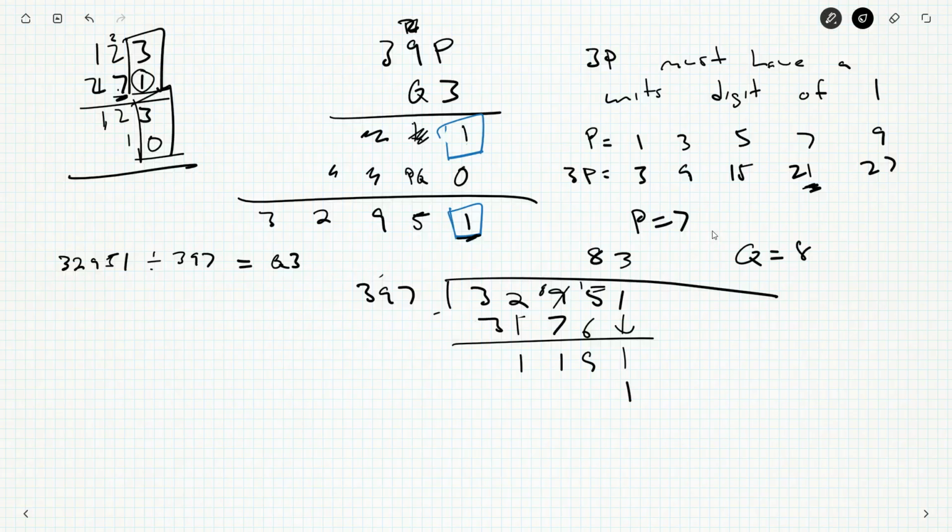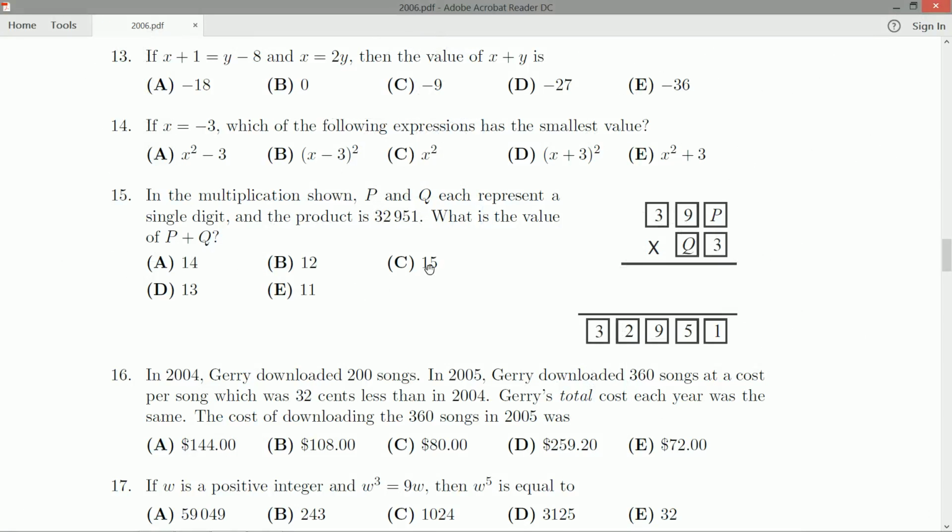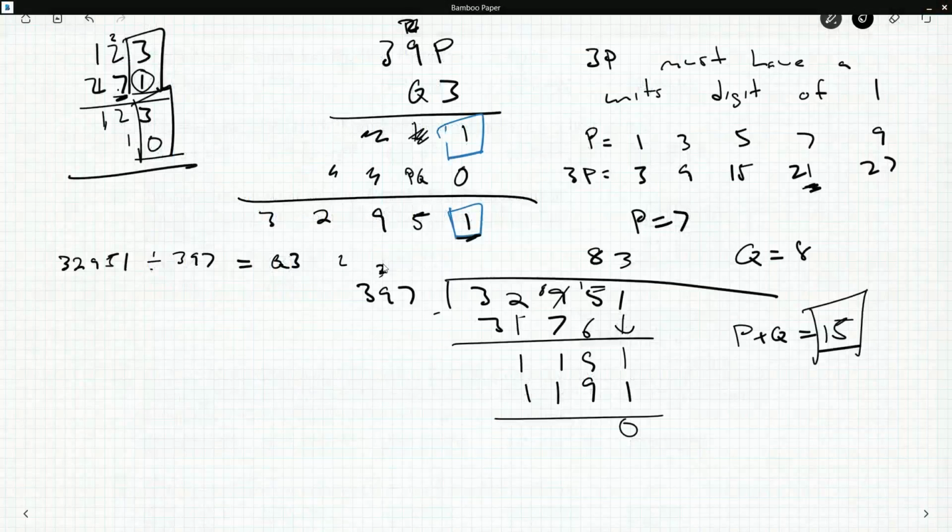3 times 7, 21, carry the 2. 3 times 9 is 27 plus 2, so that's a 9, carry the 2. 3 times 3 is 9 plus 2. It all works out. So P is 7, Q is 8, P plus Q is 15. And yes, you could have gotten it much faster if you'd just broken out the calculator to do the division. No one's trying to say long division's faster. Alright, so that gives us an answer of C.